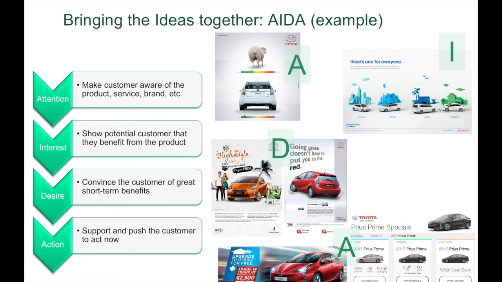And last but not least, we have the action. And here we have 2 examples. On the left hand side, it's basically again some kind of discount where you say, if you trade in now is the time to go to your dealership, and if you do so, you get an upgrade and you get a very good trade-in price for your old car, and even 3 years service free, so additional benefit.